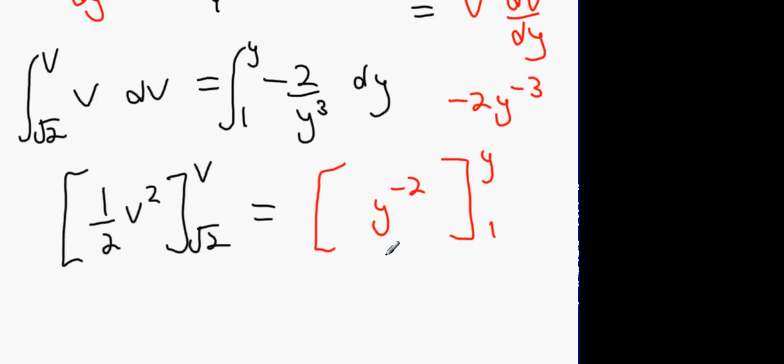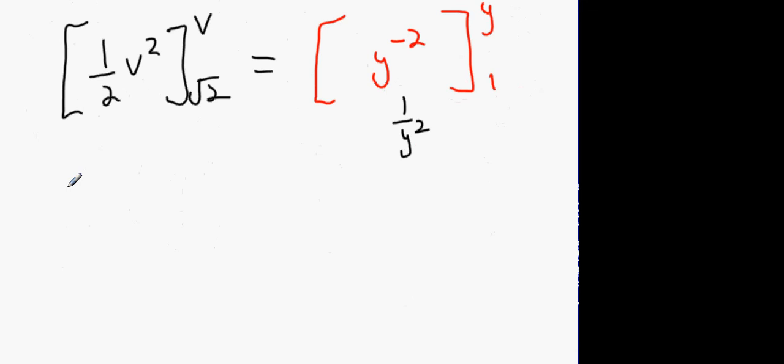That is the same thing as 1 over. We don't have to rewrite the full line. We can just put it underneath. But you don't want to do more work than you have to. It's the same thing as 1 over y squared. Next part. Integrate and put in your limits. So you get a half v squared minus a half root 2 squared.